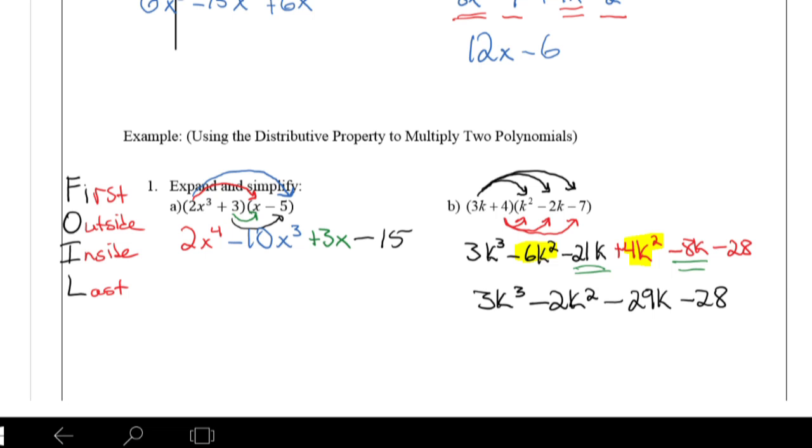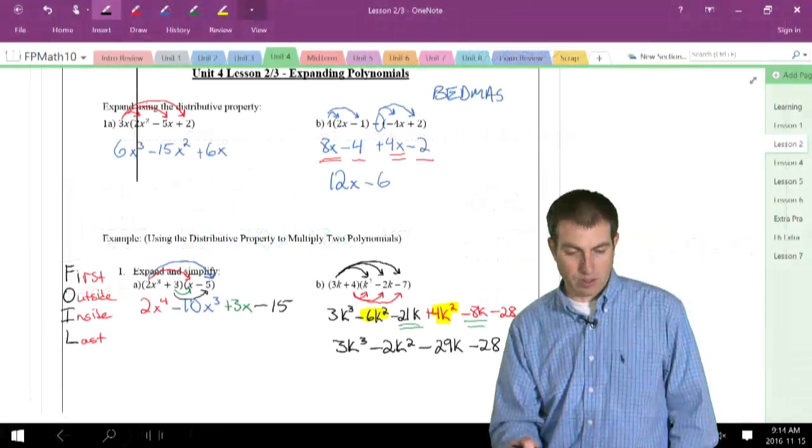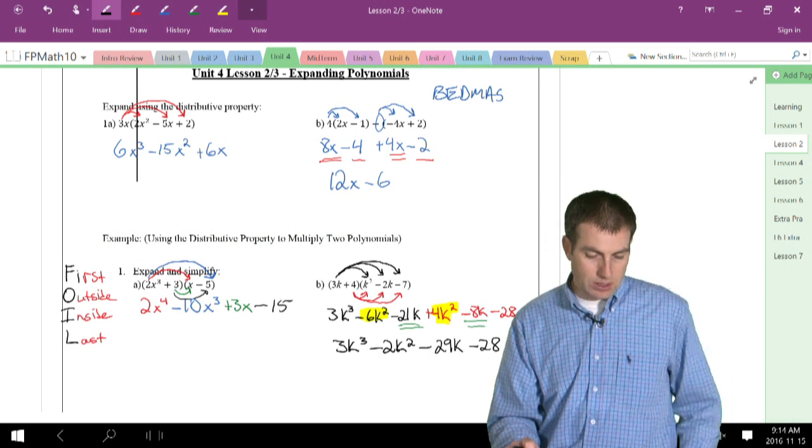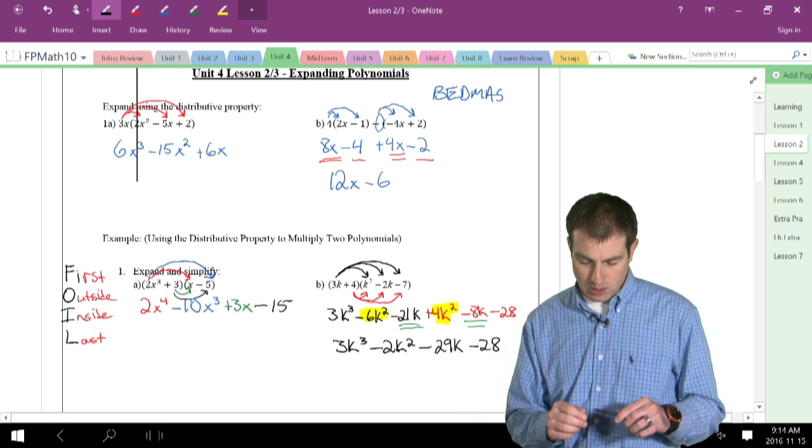Now I have k cubed, k squared, k, and then just the integer 28, so I can't combine anything further there. How are we doing so far? I mean, this is the second time you've seen this stuff, but a little bit more complex.